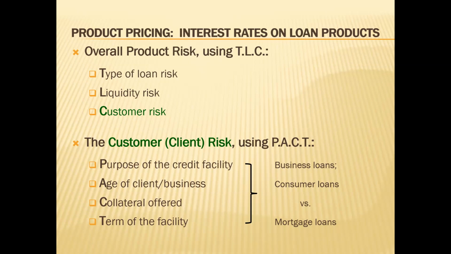And you see there behind the curly bracket, business loans, consumer loans versus mortgage loans. So you'll find that mortgage loans, again, tend to have a lower interest rate than business loans or consumer loans. Okay. So we're going to look a little further into PACT and the relationship of interest rates with each of these. We're now on page 41.